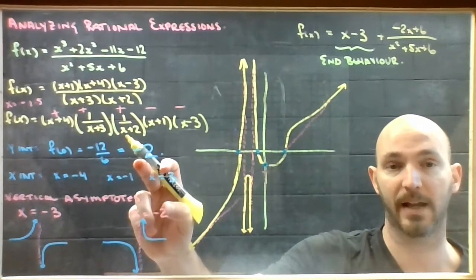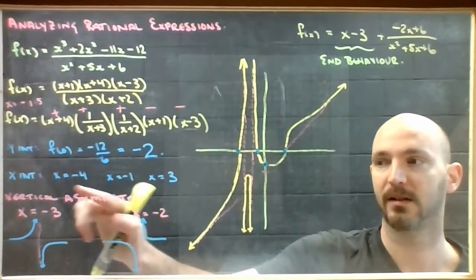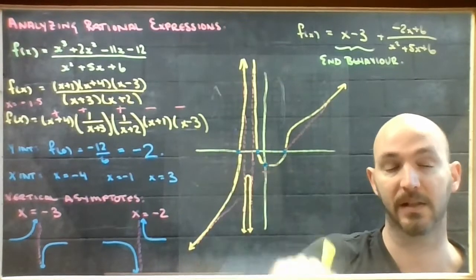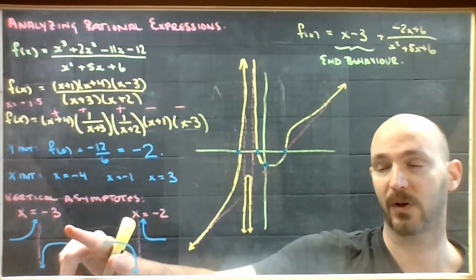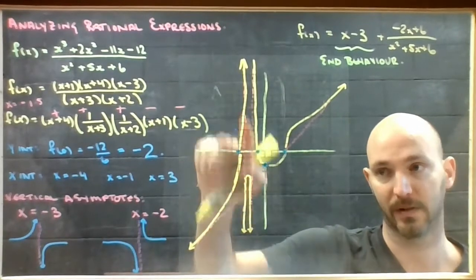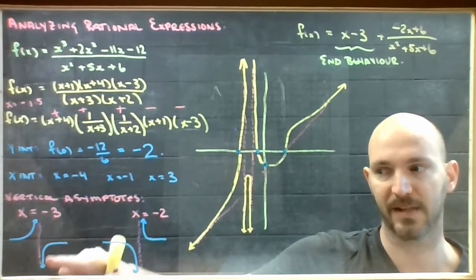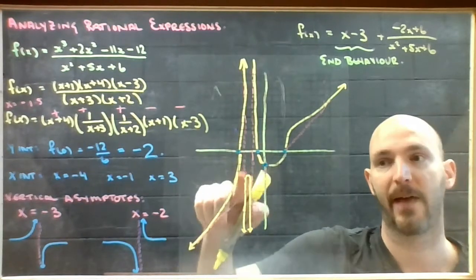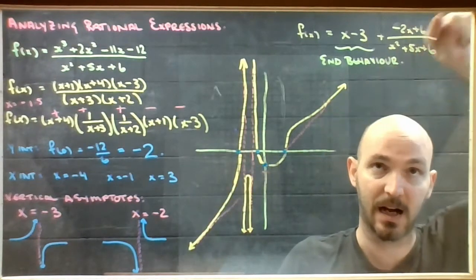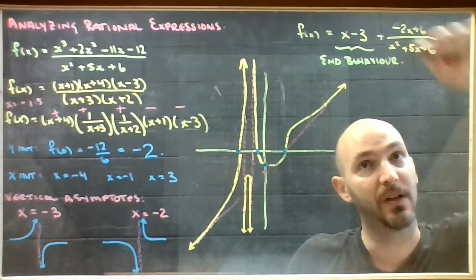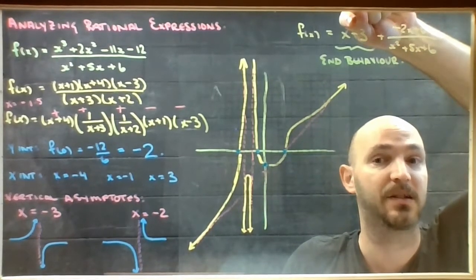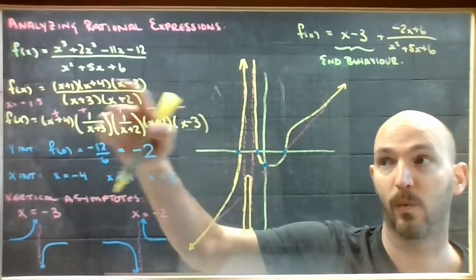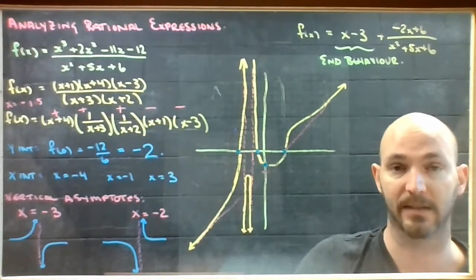Does it go through the y-axis at negative 2? Yes. Does it have an x-intercept at -4, -1, and 3? Yes. Does it have a vertical asymptote at -3 and -2? Yes. Does it behave this way appropriately on each side of the asymptote? Yes. As it travels out to extremely high positive or extremely high negative values, does it start to mimic x minus 3? Yes, it does. So that's it. This function, when you sketch it, looks like that.